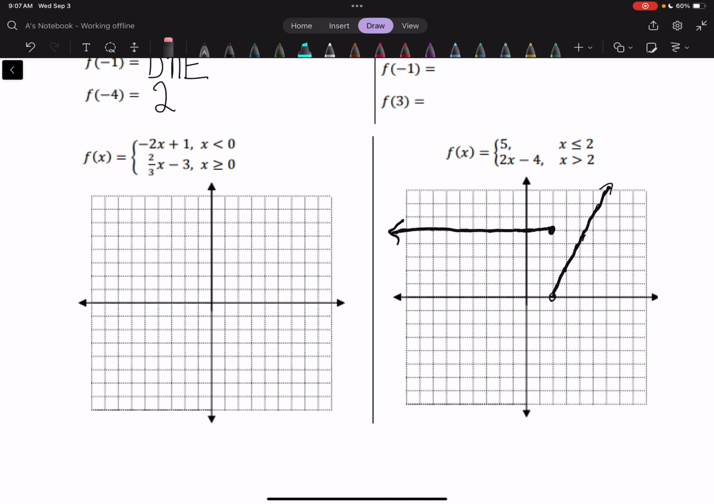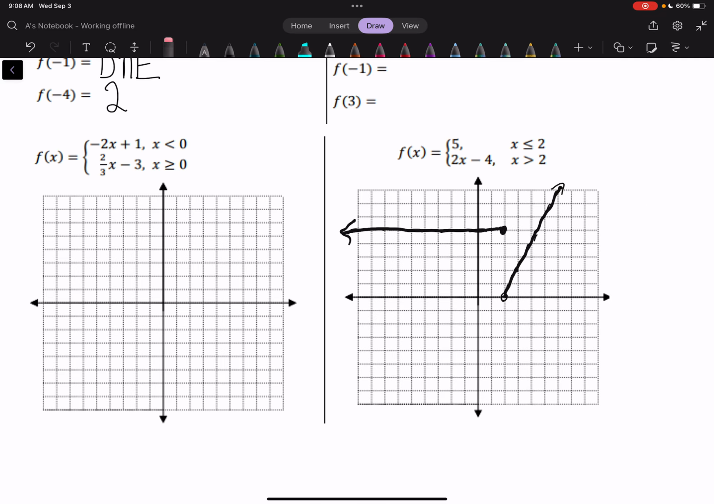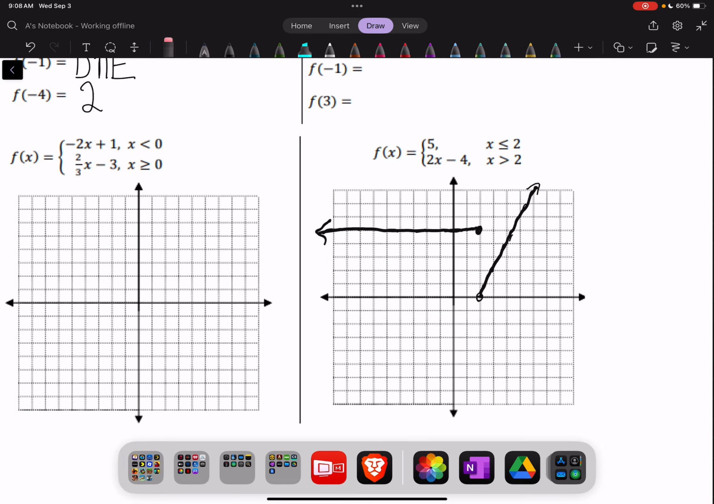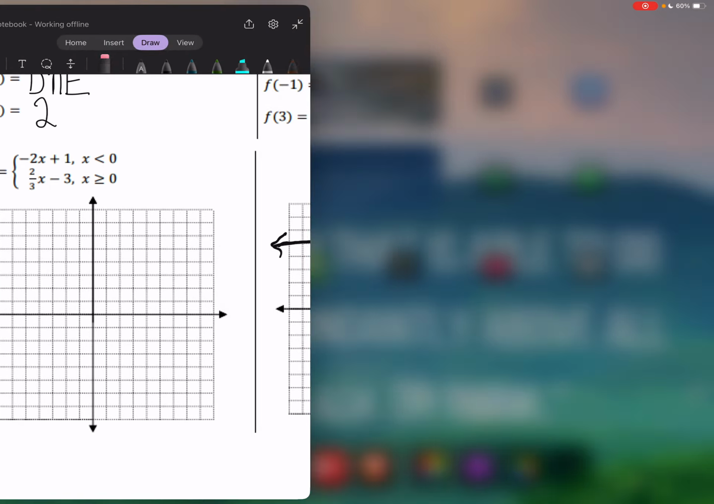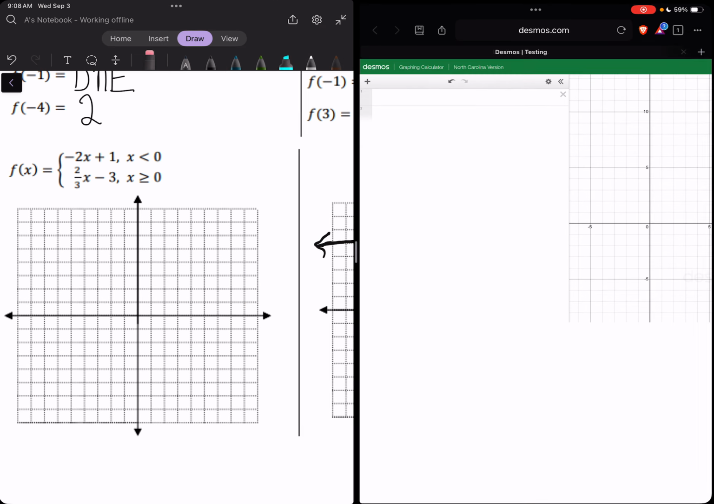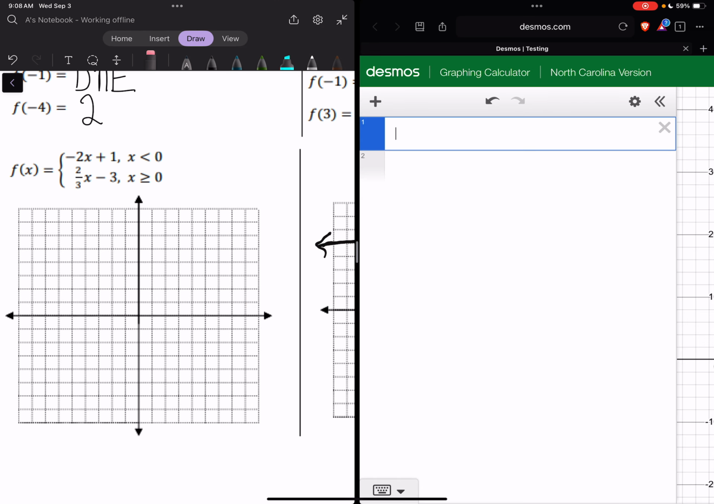Try the one on the left, pause the video, work on the ones we did not do. Actually, I'm not going to show you the answers yet. I want to show you how to do this in Desmos. Then I will show you the answers.